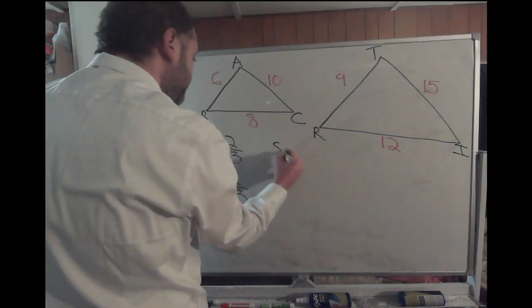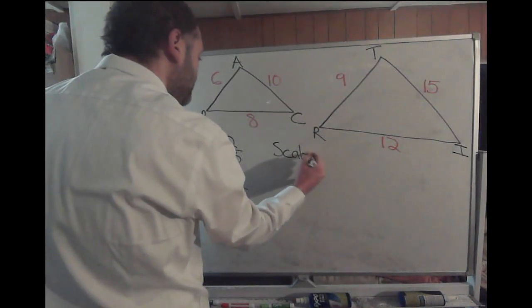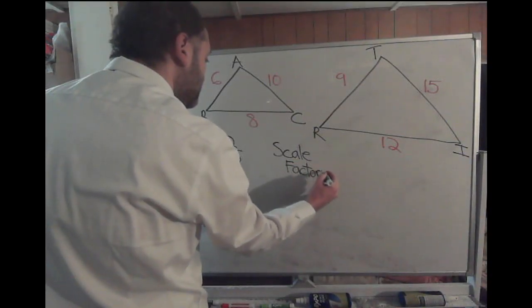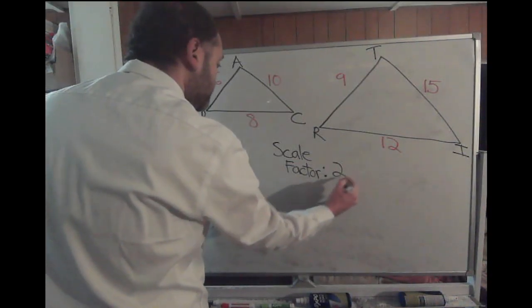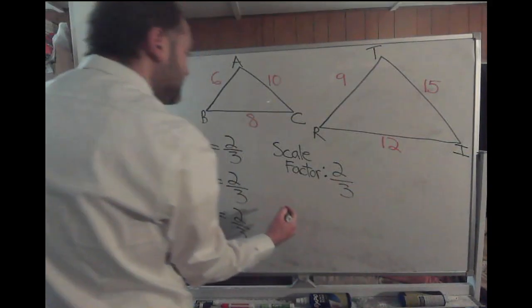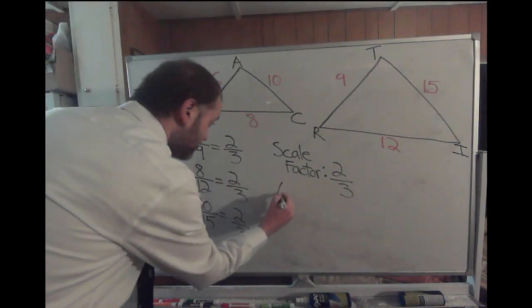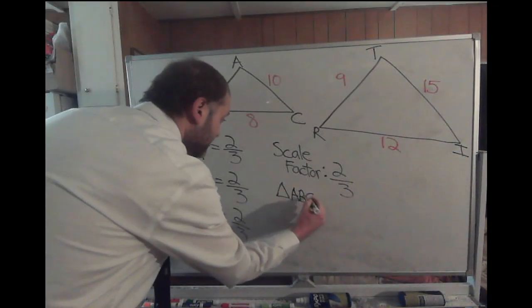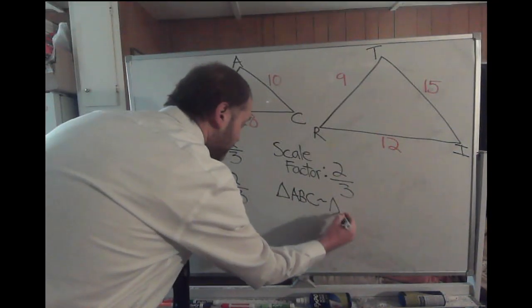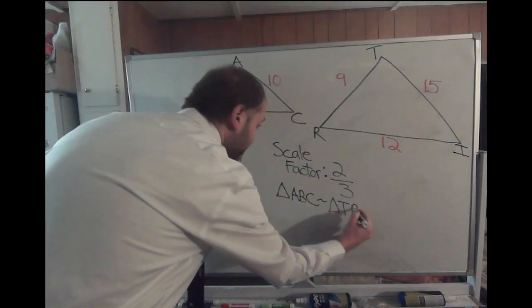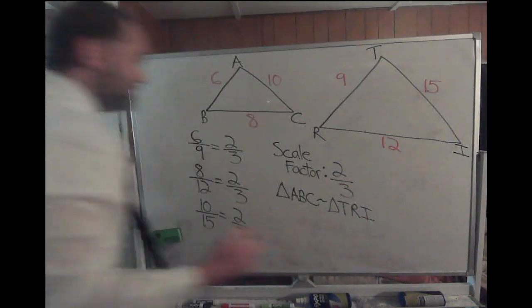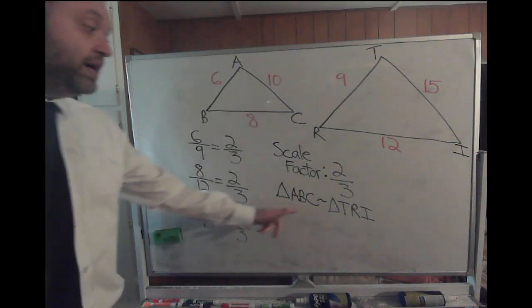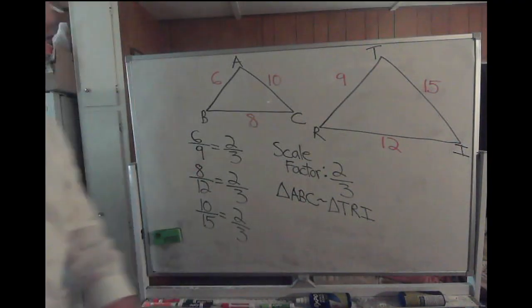So the scale factor in this case is going to be 2 to 3. And then we can say that triangle ABC is in fact similar to triangle TRI. So the scale factor ended up being 2 to 3. Triangle ABC is in fact similar to triangle TRI.